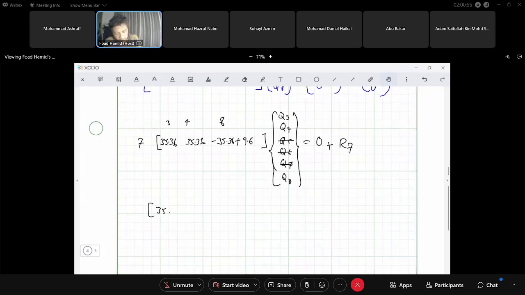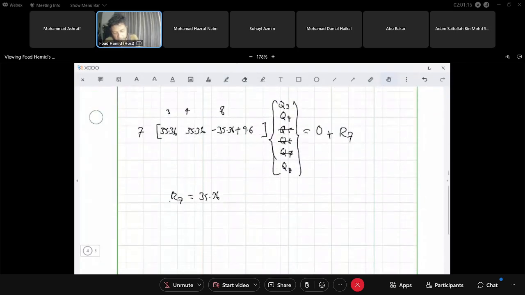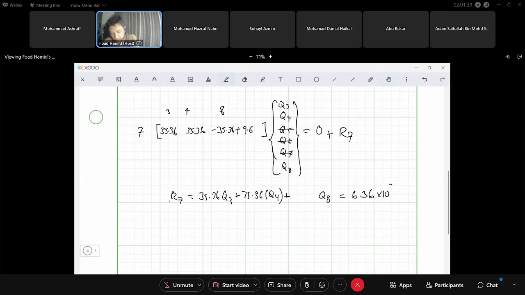So let me cut it short. So R7, if you do this thing correctly, what you get is 35.36 times 10 to the power of 6 times Q3, plus 35.36 times Q4, times Q8, and what I get here is 66.36 times 10 to the power of 3 Newton, kilonewton, 6.36 kilonewton.